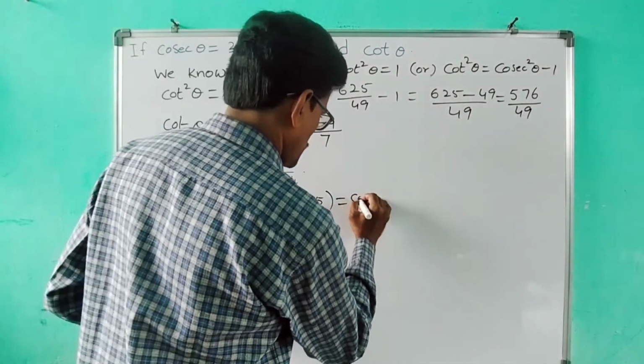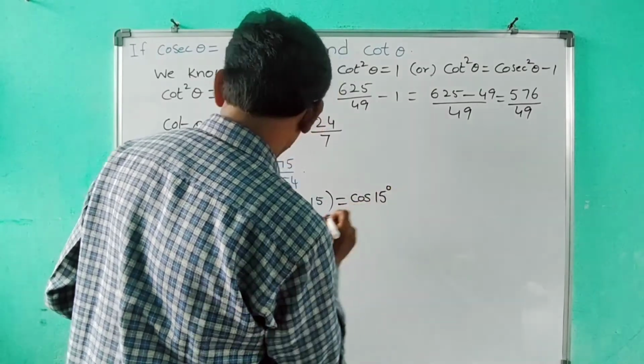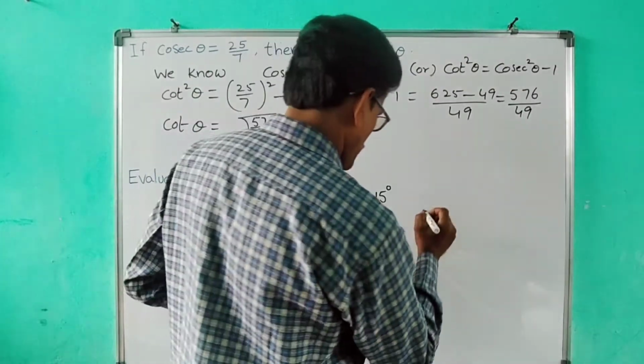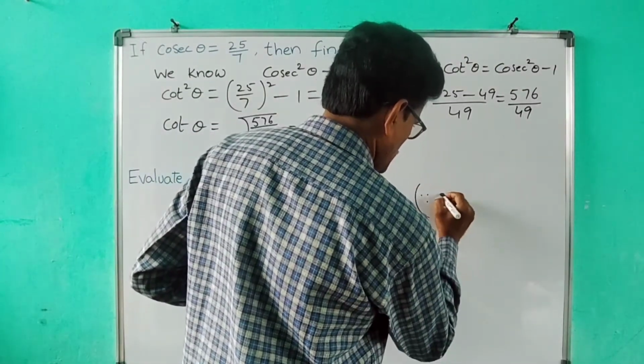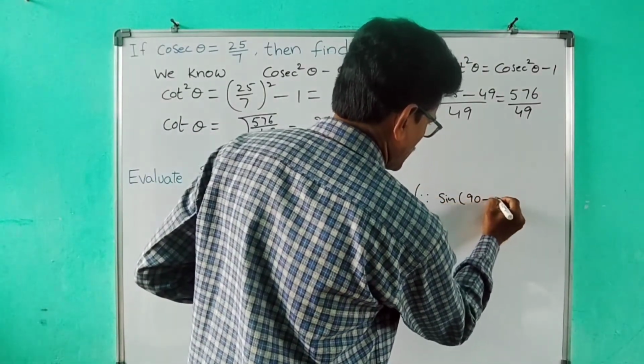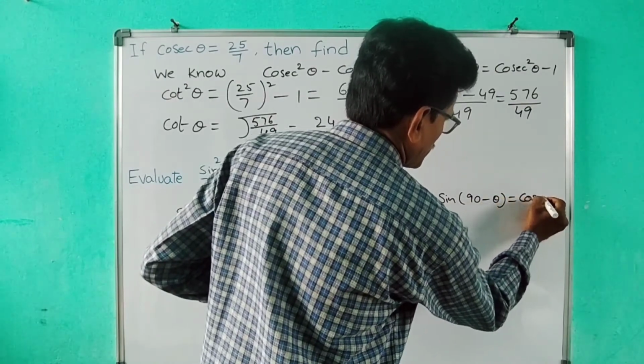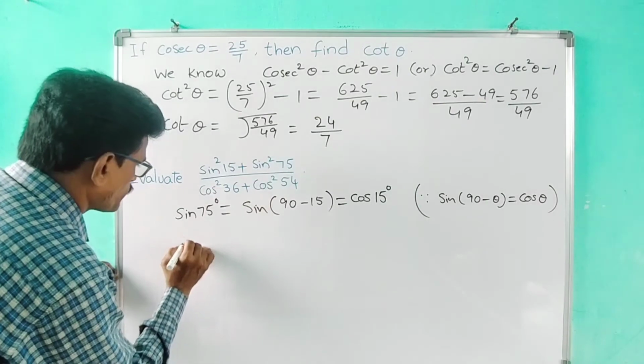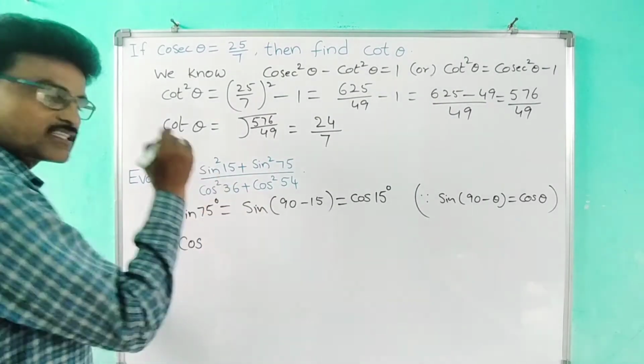It is cos 15. So sin 75 degrees is nothing but cos 15 degrees. Why are we writing it like this? Since sin(90 minus theta) is cos theta. Now see, cos 54 or sin, cos 36.